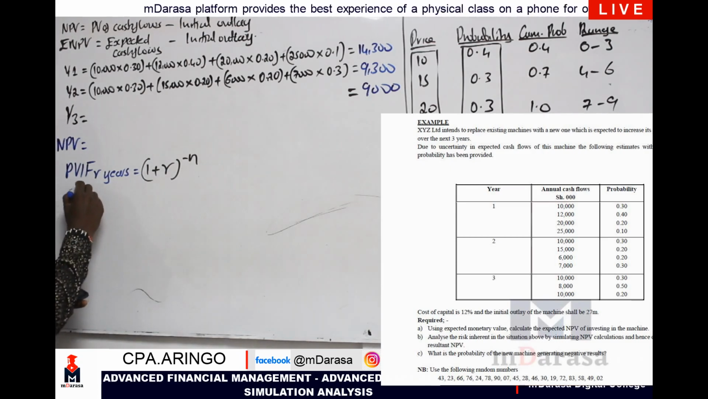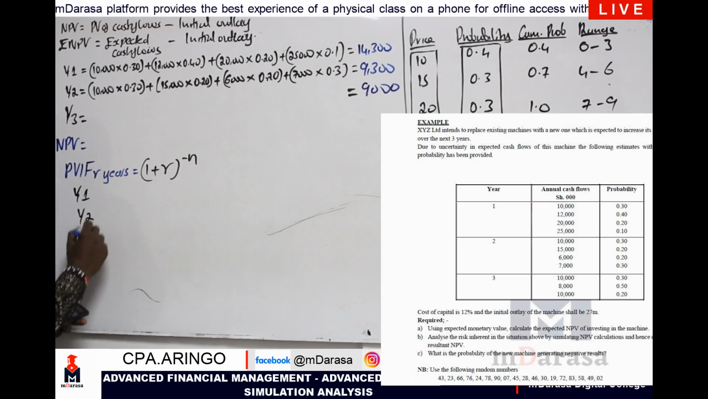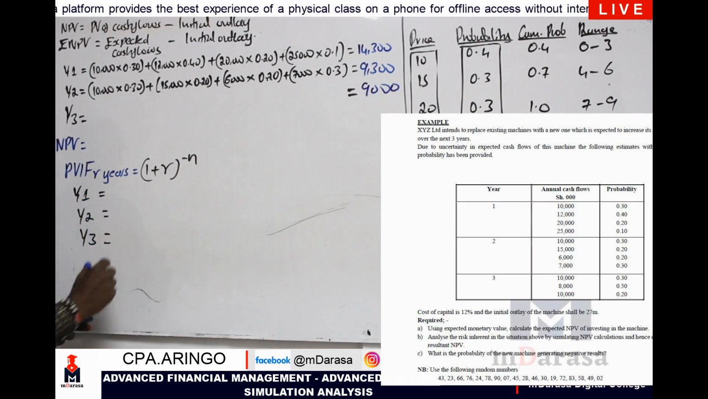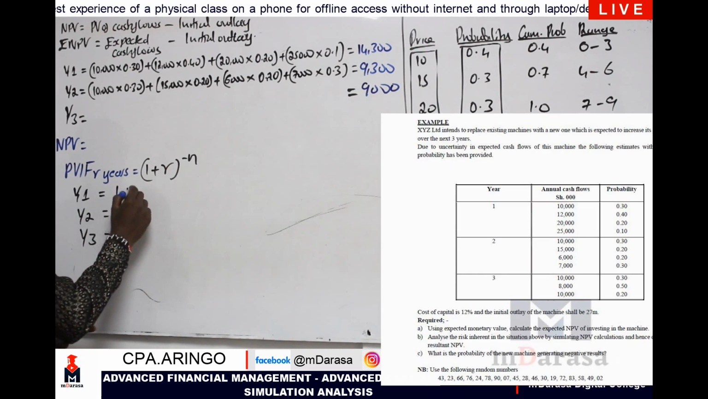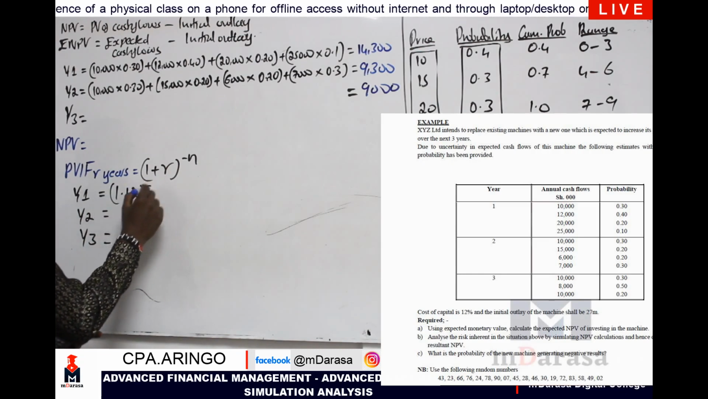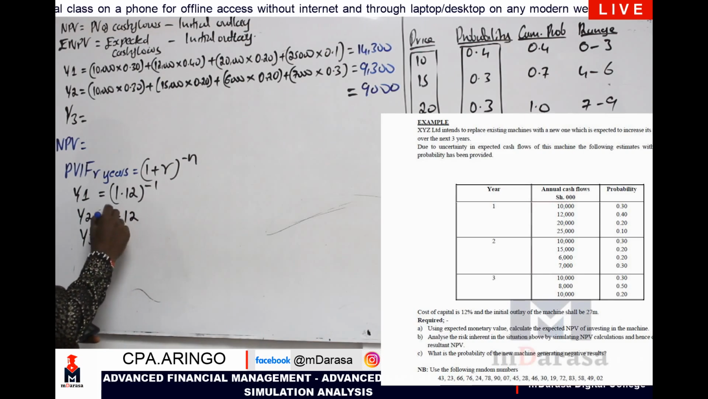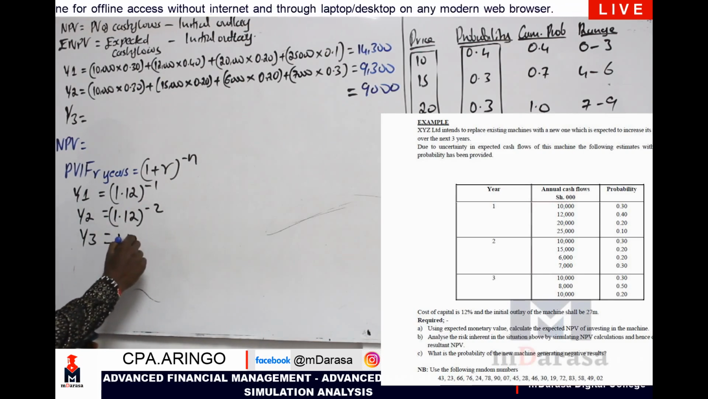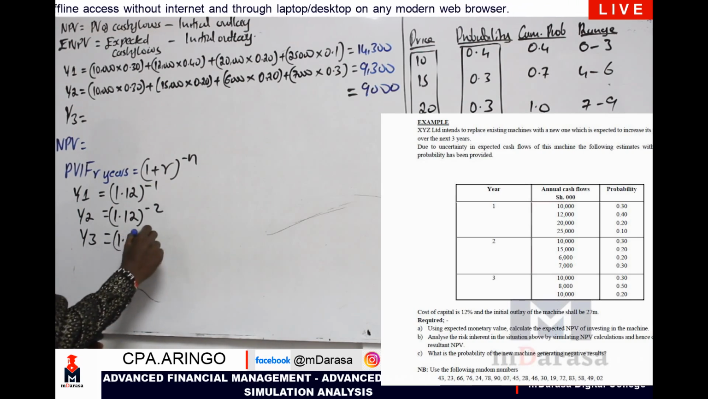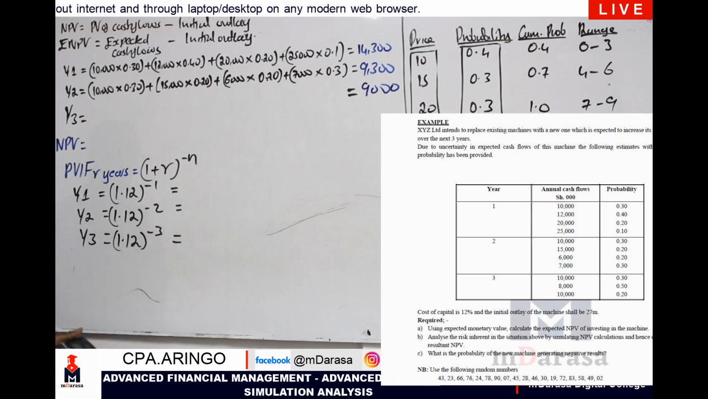I need for year 1, year 2, and year 3. What will we be having here? Basically, I should be talking of 1.12 raised to power negative 1, 1.12, because the discount rate you are given is 12%, right? Negative 2, 1.12 raised to power negative 3. That is what we should be having here.